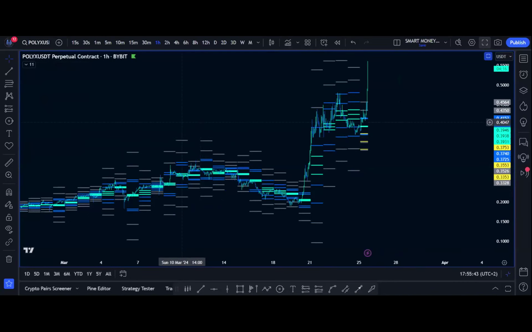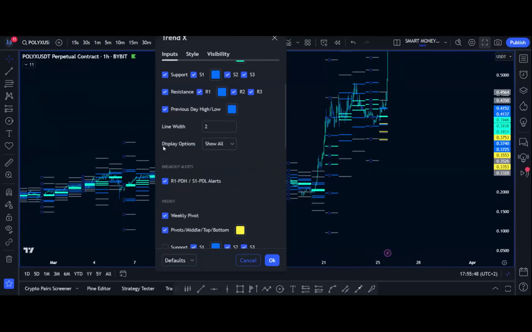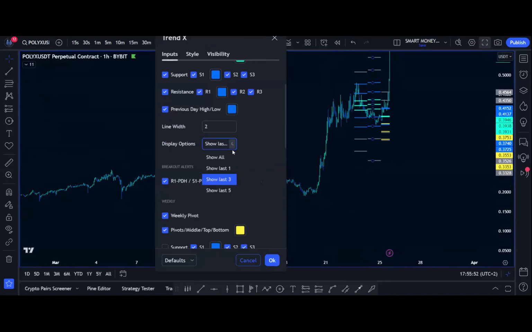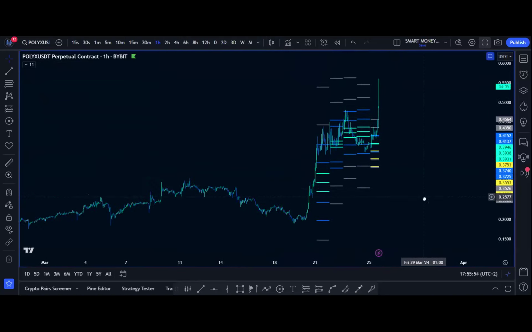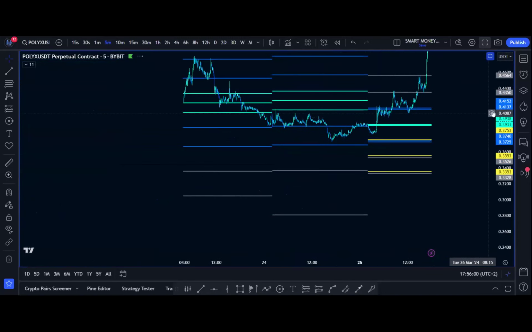So the first thing you can do, if you want to simplify it, is right click and then click display options. You can choose to only show 3, so it'll only show 3 or 5. That's one thing you can do. The other thing is if it's a daily pivot, you've got to be on a 5 minute time frame to see it properly.